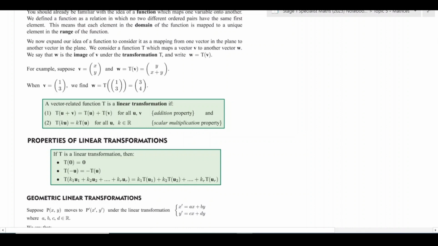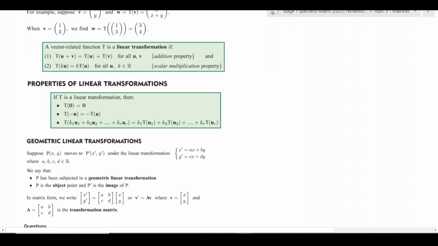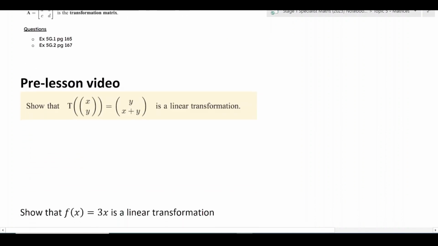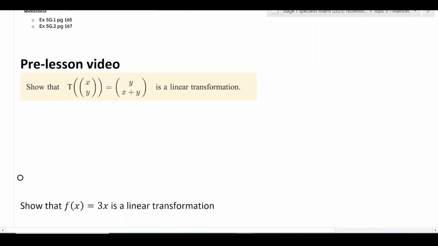So essentially what you need to do is check the first two properties there, property 1 and property 2. So that if you add two inputs, that's the same as doing each one and adding the outputs. Or if you times the input by a number, that's the same as timesing the output by that same number. So if those two things are true, then we have a linear transformation. So let's check that this thing here is a linear transformation.